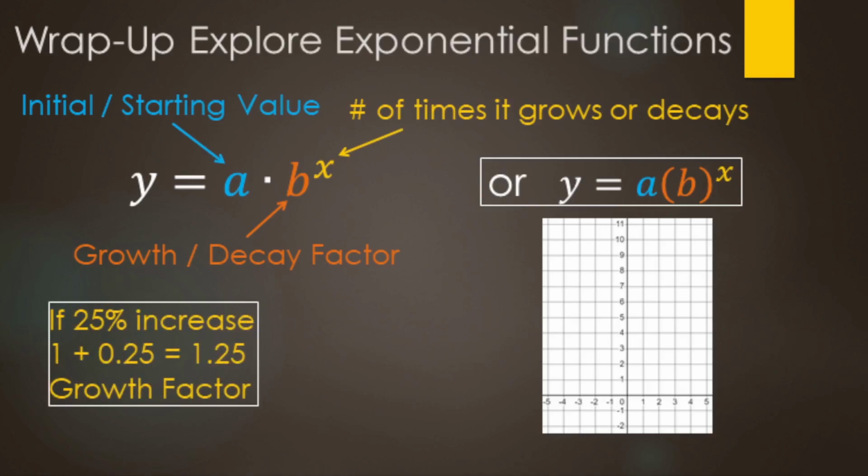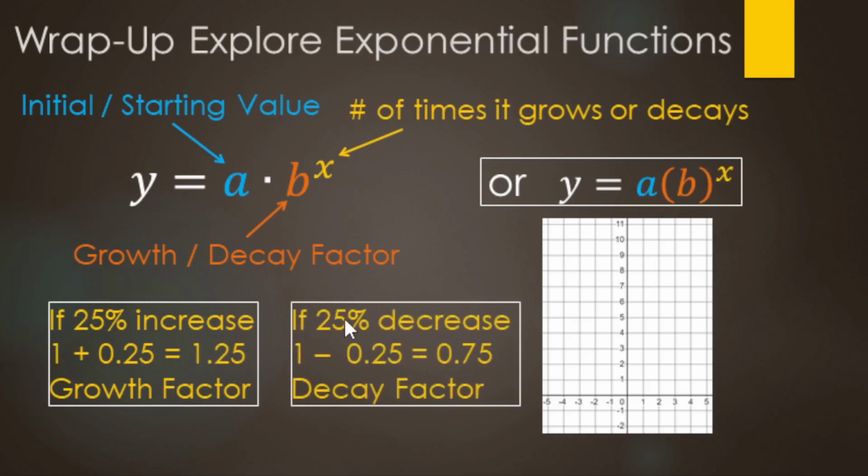And then that growth or decay factor, if it's a tripling function, pretty simple. But if it's a percent increase, we're going to take our percent and add that to 1 to find our growth factor. Now, if it's a 25% decrease, we're going to subtract that from 1 to find our decay factor. Because like on this one here, a 25% decrease means every year there's only 75% remaining.